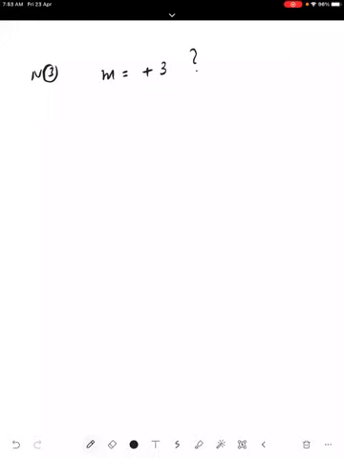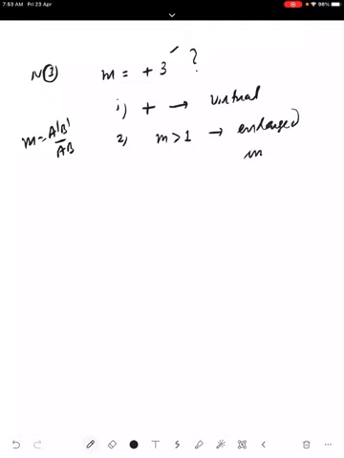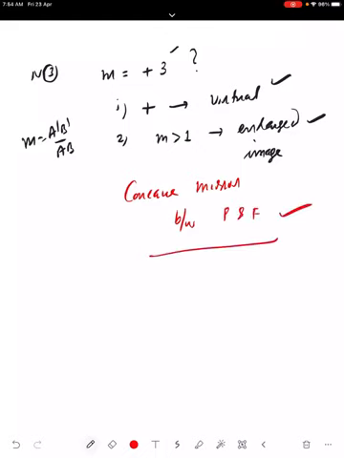You have to think. Positive means virtual image. Second one, plus 3: M is given by A dash B dash upon AB, so you are getting the ratio as 3. So M is greater than 1, which means it is a magnified, enlarged image. You should find a case where a virtual enlarged image is formed. This is possible only in the case of a concave mirror, when the object is between P and F. Then you will get a virtual enlarged image. M equal to plus 3 is possible.